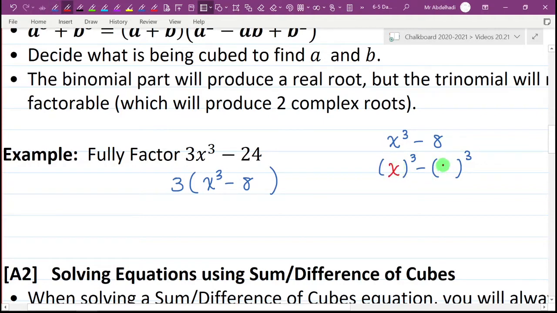What's going to go in the parentheses here? 2. You need to show this step. This is a required step on the homework and on the quizzes. So don't lose those points. Make sure you show me this part right here.